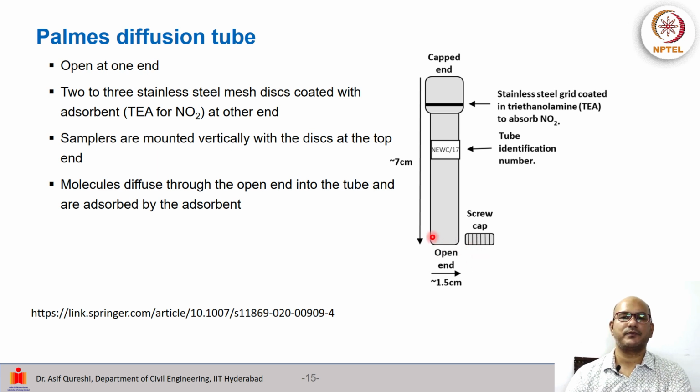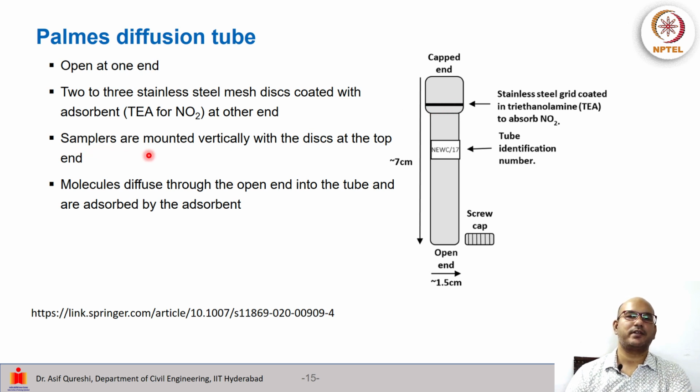There is a screw cap which will basically seal the diffusion tube so that before sampling nothing goes in, and after sampling we can again close so nothing goes in after sampling. And this is the open end. 2 to 3 stainless steel mesh discs coated with adsorbent, which is TEA for NO2 at the other end. These will be our 2 to 3 stainless steel meshes here, and the end is capped on this side. And these stainless steel grids coated with TEA will be the adsorbent for NO2.